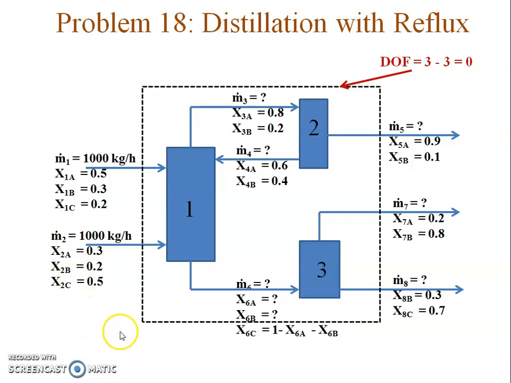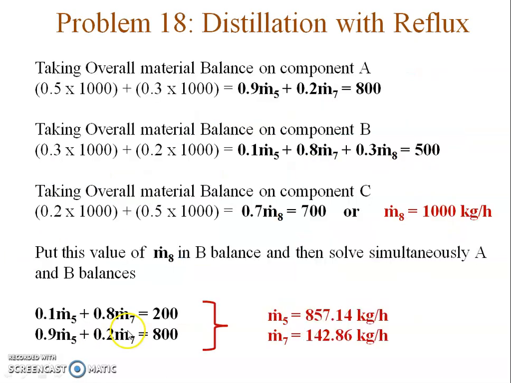So let's start our calculations by taking overall balance. I'm taking overall material balance on component A, component B and component C. You will observe that the material balance on component C is an equation with only one variable, so it directly gives me the value of M8, which is 1000 kg per hour.